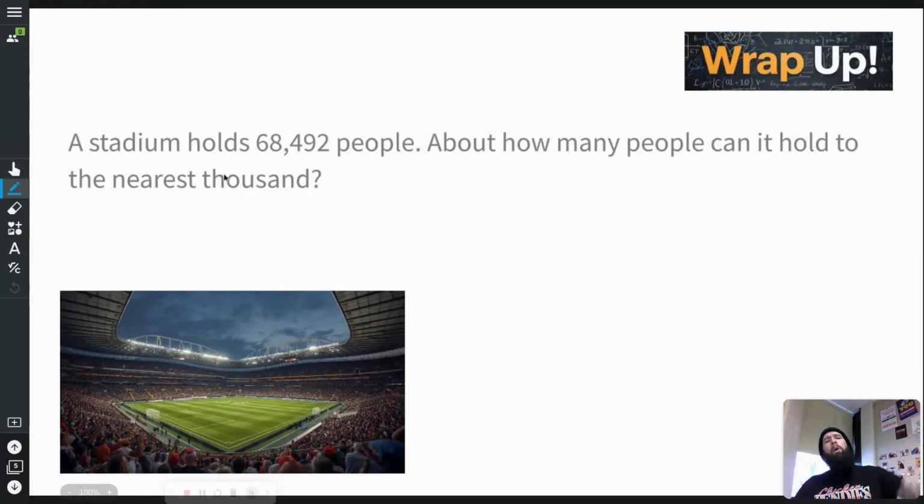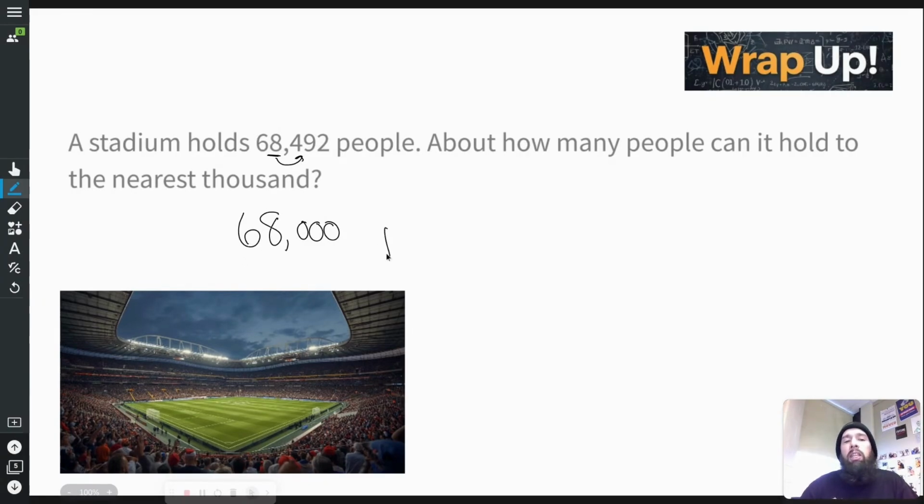So, a stadium holds 68,492 people. About how many people can it hold to the nearest 1,000? So ones, tens, hundreds, thousands is my 8. Look to the right of it. That's 4 or below. So we're going to let 8 go. Turn that 4, that 9, and that 2 into zeros. Keep the 6 the same. 68,000 people is going to be my answer.